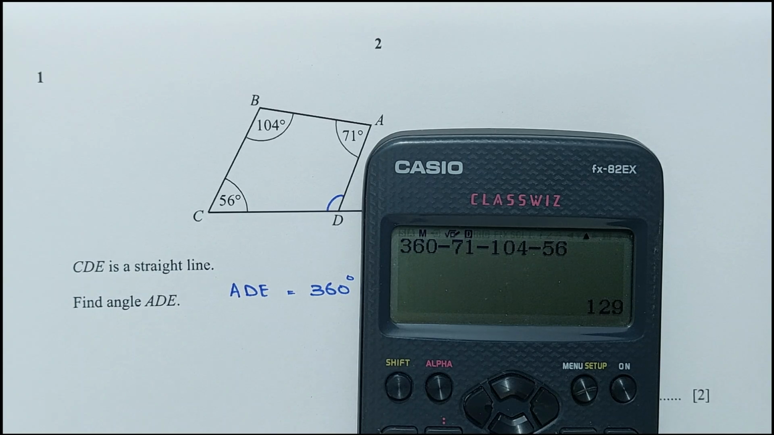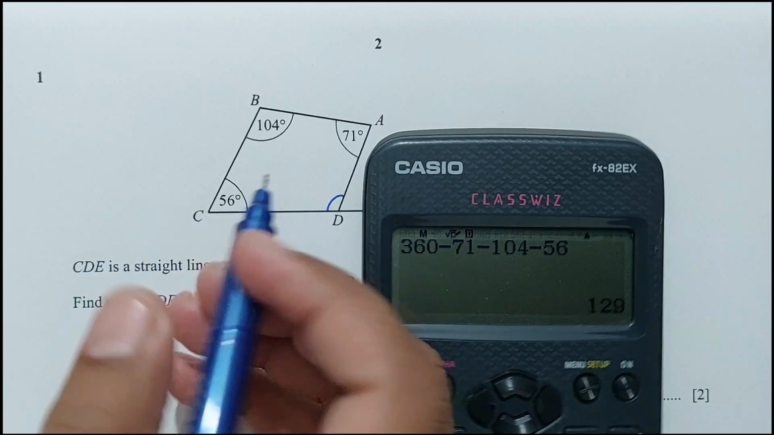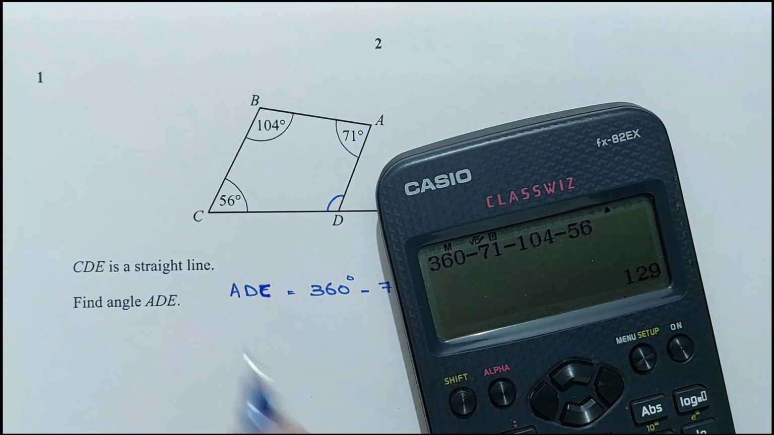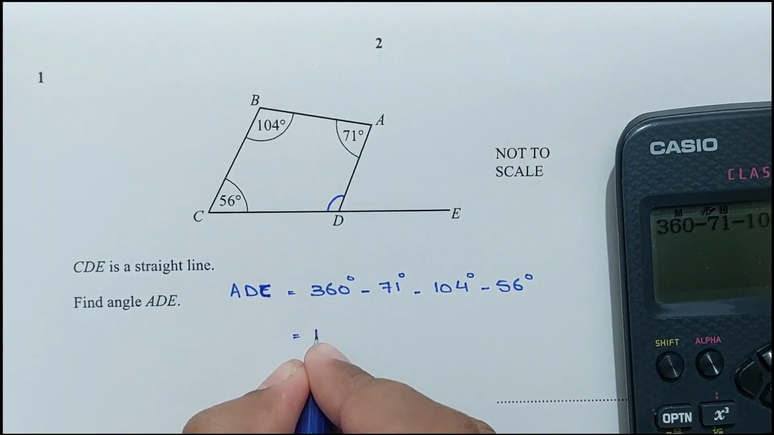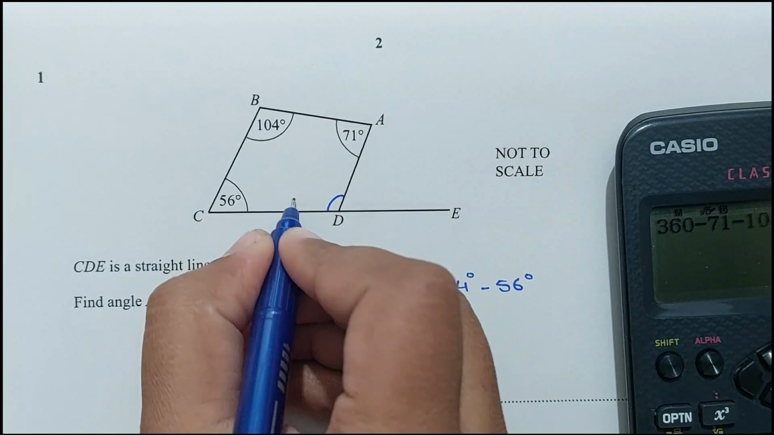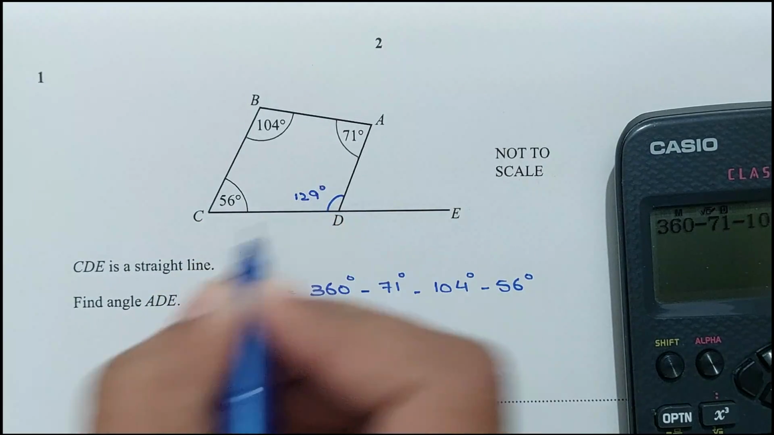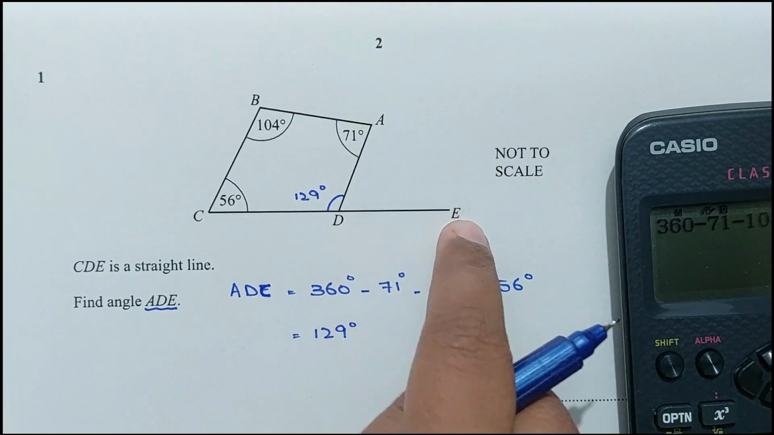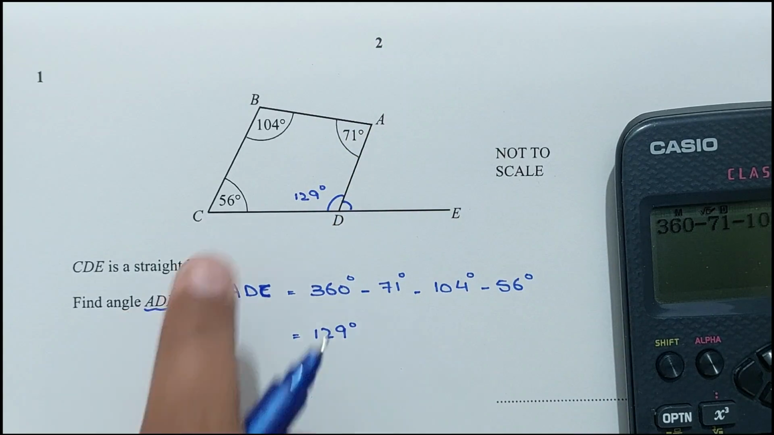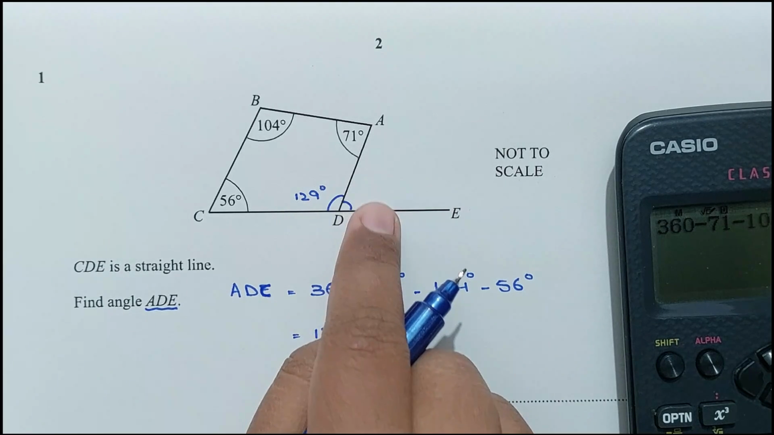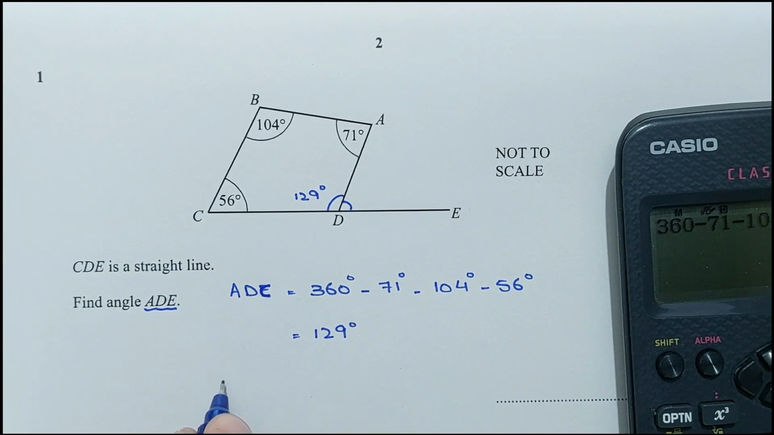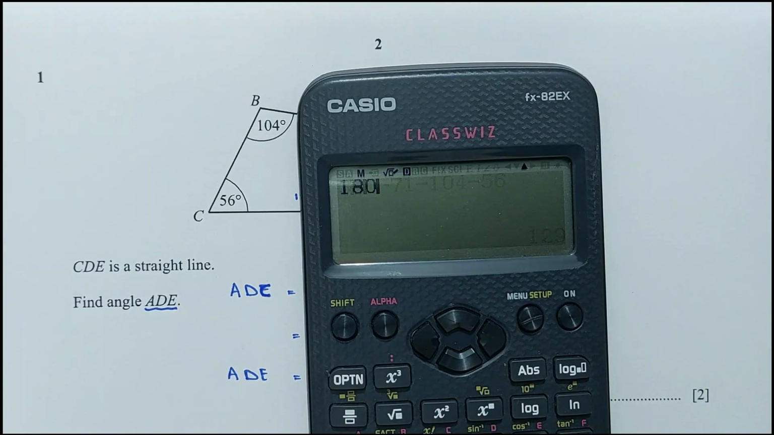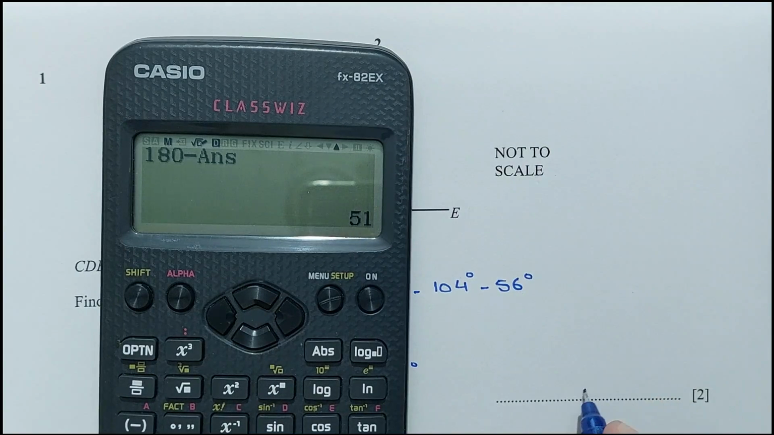This is 129. Sorry, we're doing ADC, this angle first. This is 129 degrees. And the question is about ADE, this angle we have to find. So this is a straight line, and angles on a straight line add up to 180 degrees. So we can say ADE should equal 180 subtract 129 degrees. 180 take away 129 is 51 degrees.